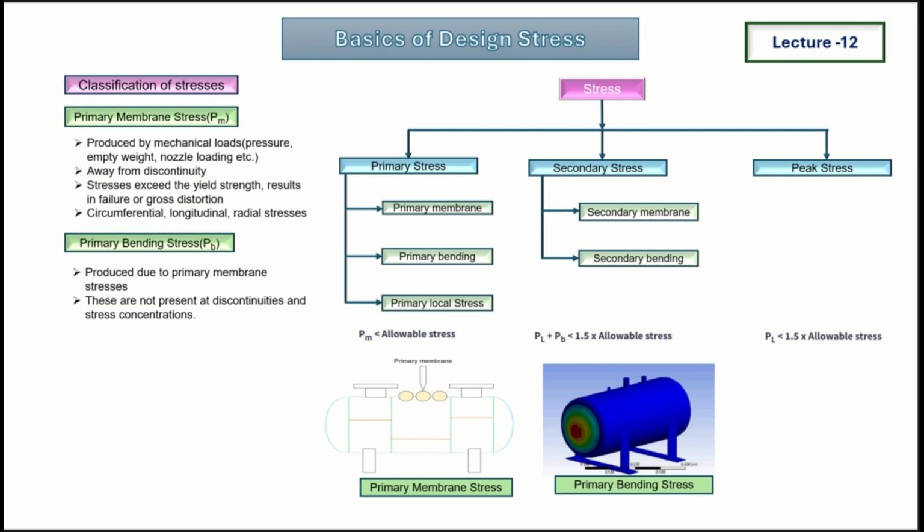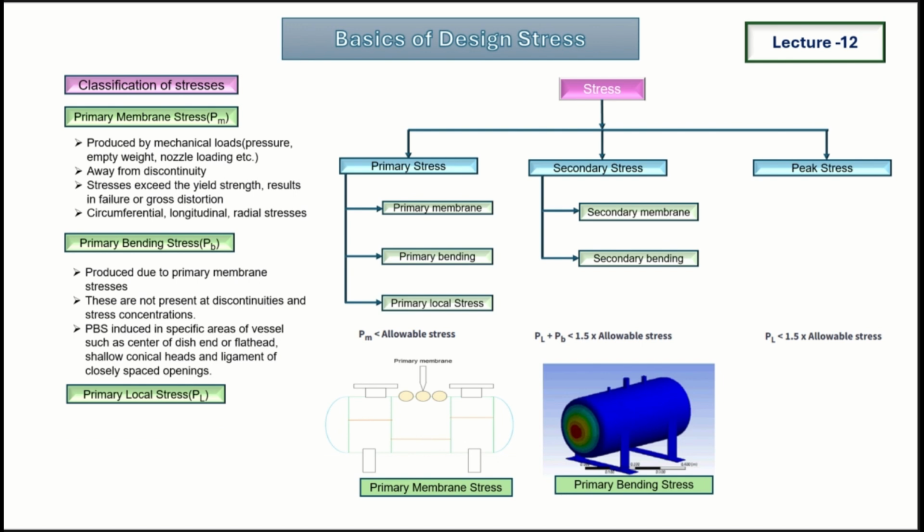Okay. And next, according to ASME Section VIII Division 1, primary bending stresses are induced in specific areas of the vessel, such as the center of the head, flat heads, shallow conical heads, and the ligament of closely spaced openings. So these are the general areas where we will observe primary bending stresses. And next one is primary local stresses. The above two stresses are away from discontinuities, guys.